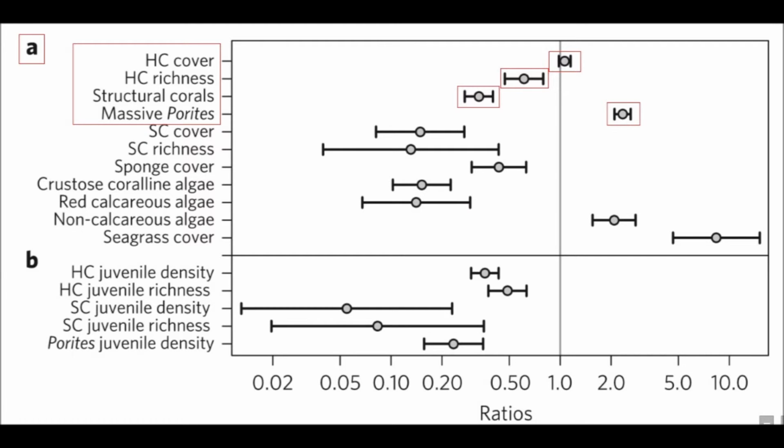The results in Figure B show reductions in all juvenile hard coral density and richness. The results for soft corals show more dramatic decline associated with elevated CO2. Juvenile soft coral species have an 18-fold reduction in density and a 12-fold reduction in species richness.